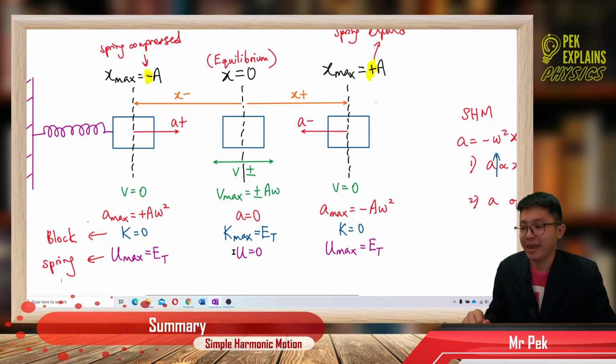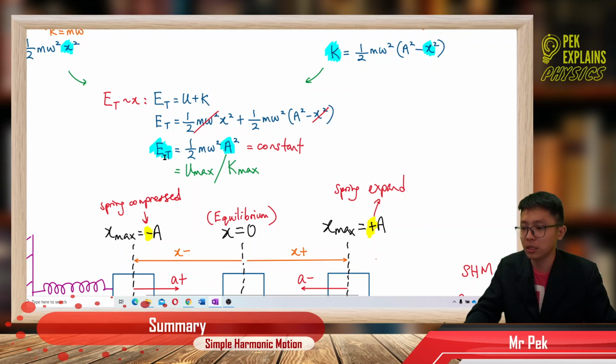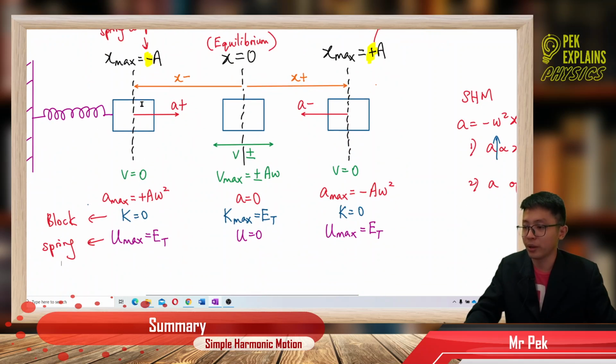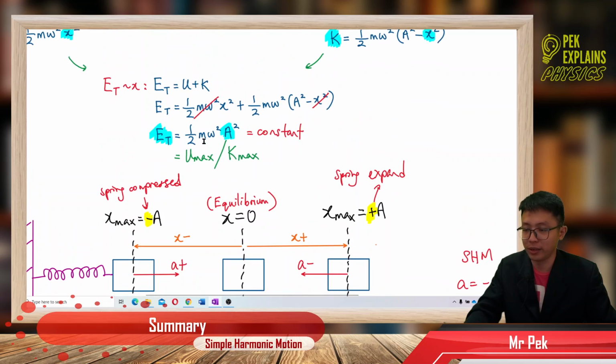But at the negative amplitude, there is maximum compression. When you compress a spring, it stores elastic potential energy. So at the maximum compression, it has the maximum elastic potential energy stored in the spring, which is also equal to the total energy. So the maximum potential energy there is half m omega square a square. Yes, so at this point, the U max here is half m omega square a square.